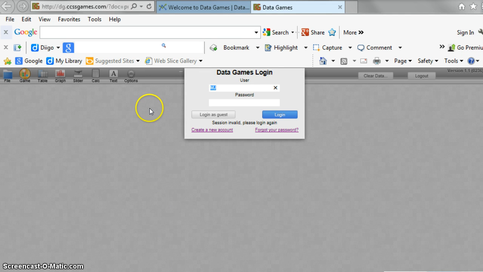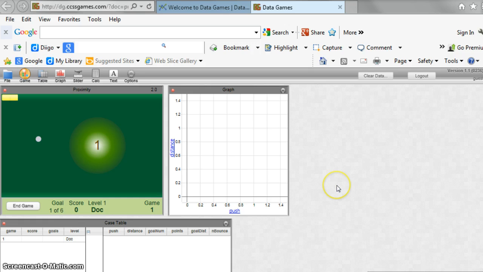We're taken to a login screen, but we're not going to put a user and password. Instead, we're going to click on the gray button that says Login as Guest. The Proximity game has three main screens. There's the main game board, there's a graph, and there's a table.